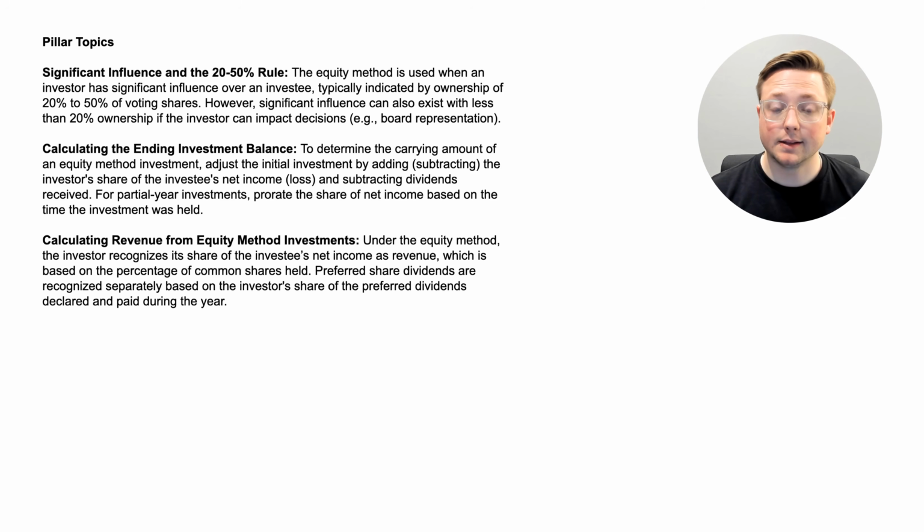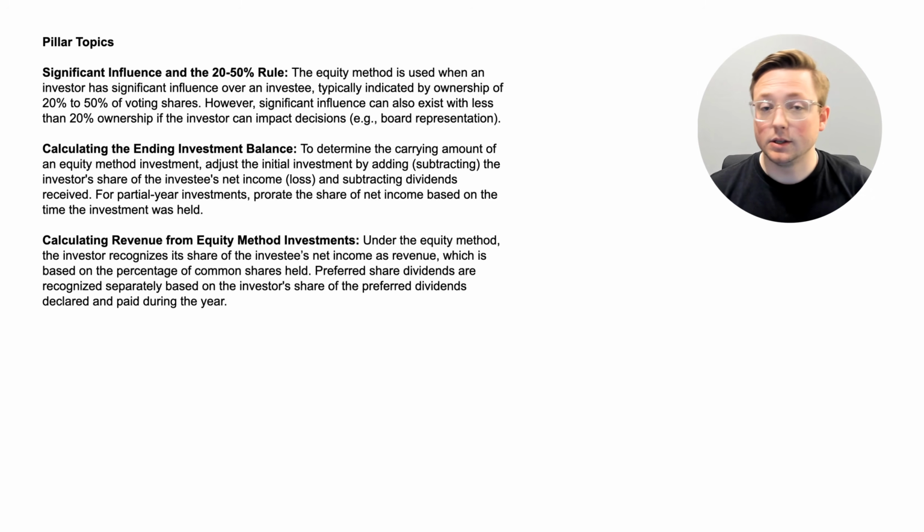Now, as far as calculating the ending investment balance, this is really not that difficult once you know what it's asking for. To determine the carrying amount of an equity method investment, adjust the initial investment by adding or subtracting the investor's share of the investee's net income or loss, which again, you would be subtracting their portion of the loss if there was a loss, and subtracting dividends received. For partial year investments, prorate the share of net income based on the time the investment was held.